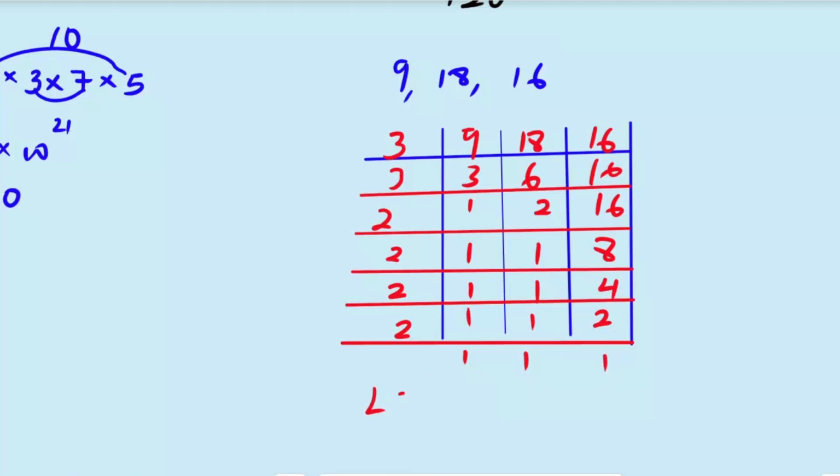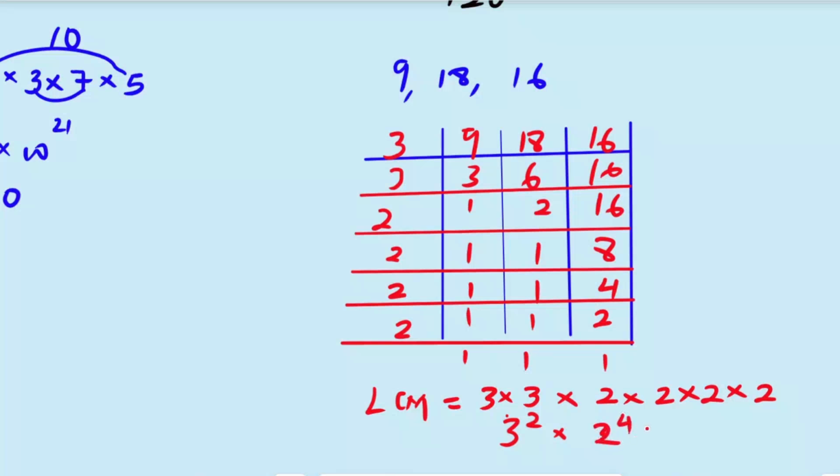So let's get the LCM. The lowest common multiple is equal to 3 times 3 times 2 times 2 times another 2 and times another 2. So the 2's are 4 and the 3's are 2. So we can simply write the answer as 3 exponent 2 times 2 exponent 4. That is correct. But if I want to multiply to get the actual number, we can also do that.